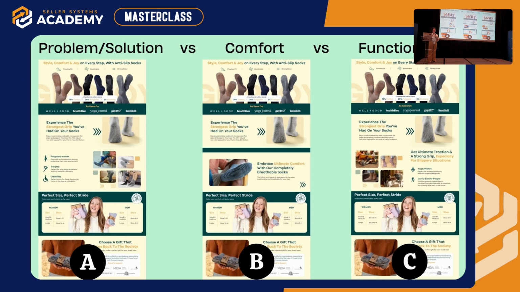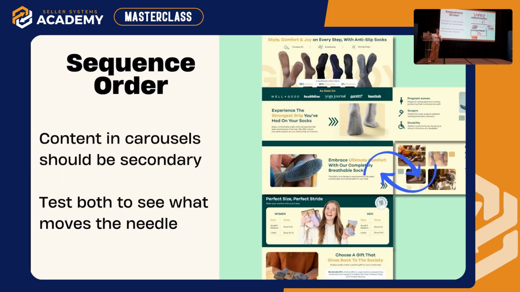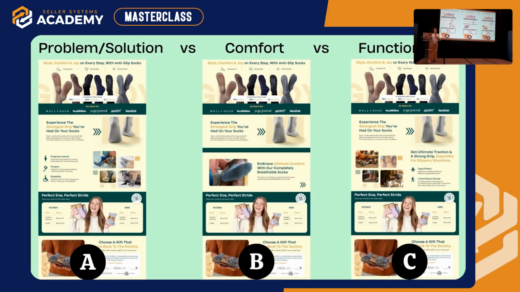So problem solution is on the left versus comfort in the middle versus function on the right. So this was moving this carousel, what I would call secondary content, to the front, saying, does certain messaging matter more to the customer? Problem, solution, or comfort, or function? What do you guys think? Pick a letter and let's see which one won.